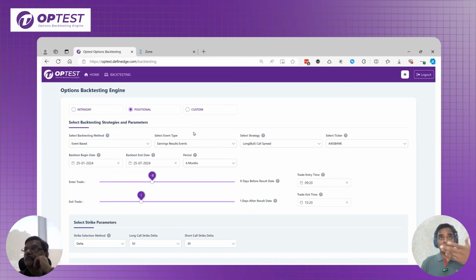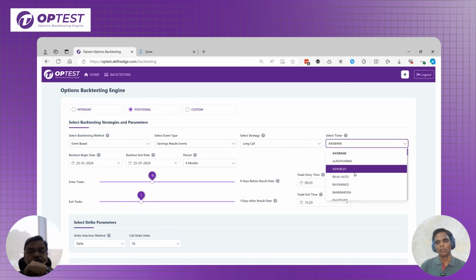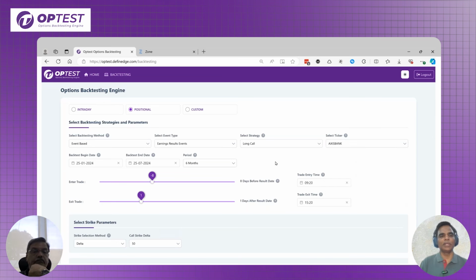Now let's check what happens in pre-earnings results. Let's say we take a long call. There are many stocks we can check, so let's say Axis Bank. We do the long call, for example. In the last 2 years, we enter the trade 8 days before the result date. So this is -8. And then we exit the trade 1 day after. So this says 1 day after result date, but it should be 1 day before result date.